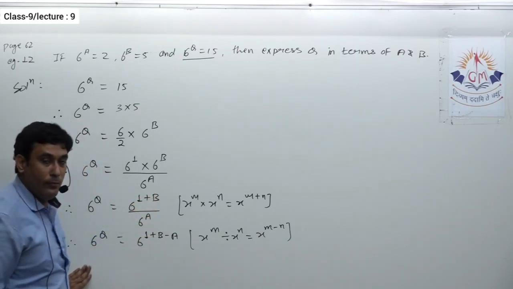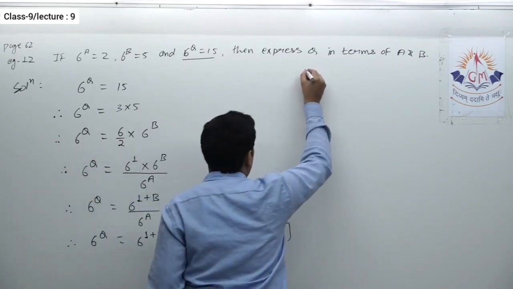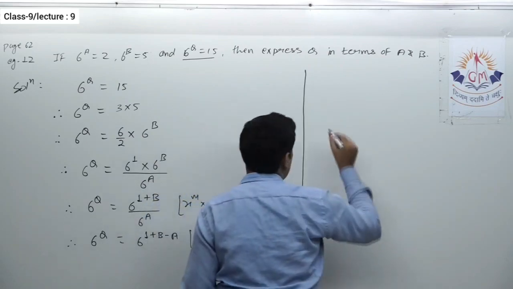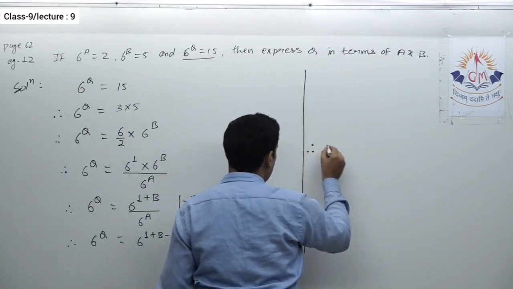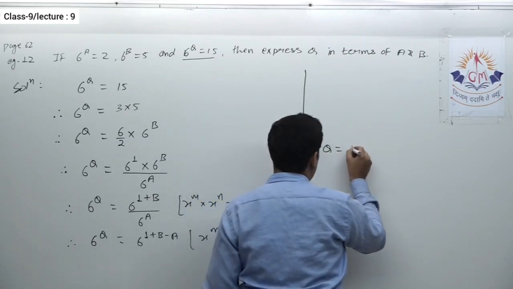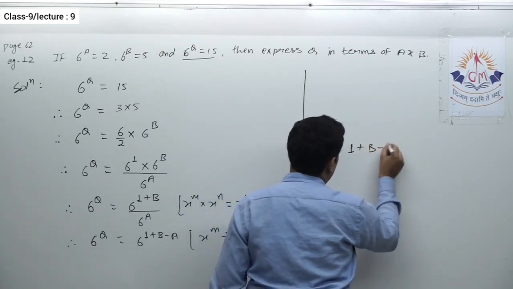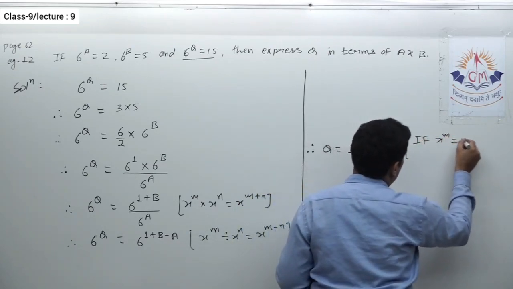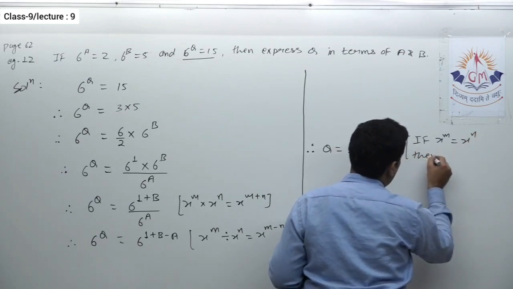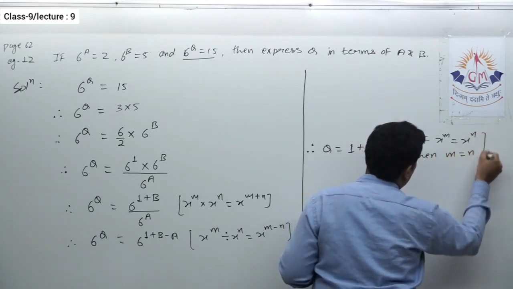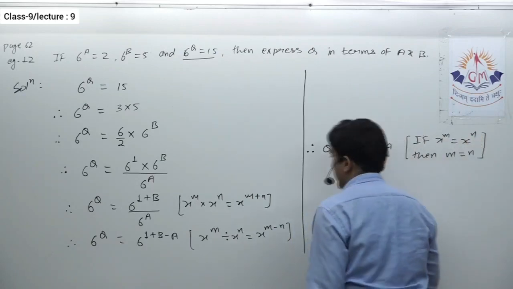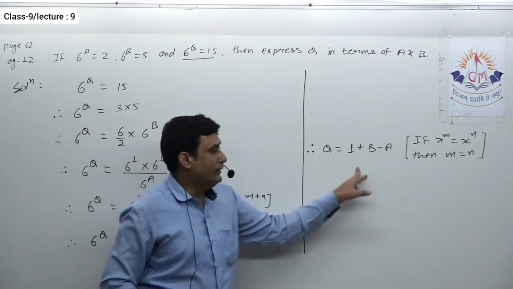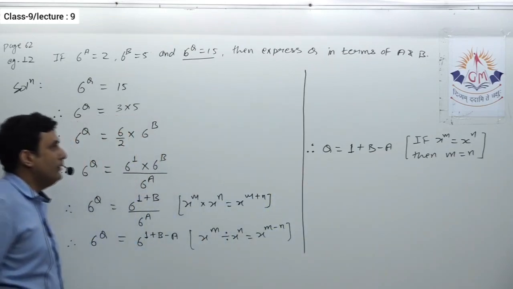Now here you can see both left hand side and right hand side have the same base. As they have the same base, obviously we can say powers must be equal. So here I write, therefore q is equal to 1 plus b minus a. And over here which law did I use? If x raised to m is equal to x raised to n, then m is equal to n. Okay, so this is finally our answer, q in terms of a and b. So please note it down.